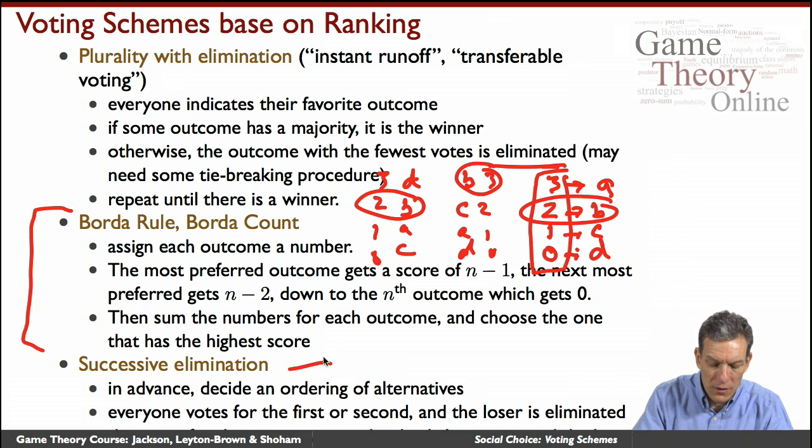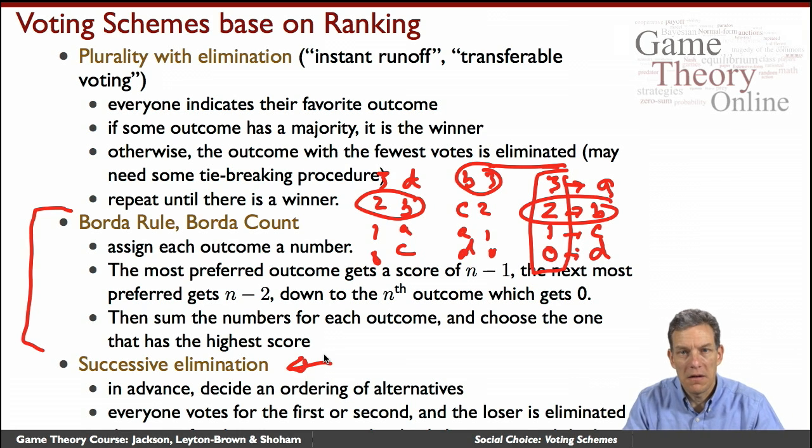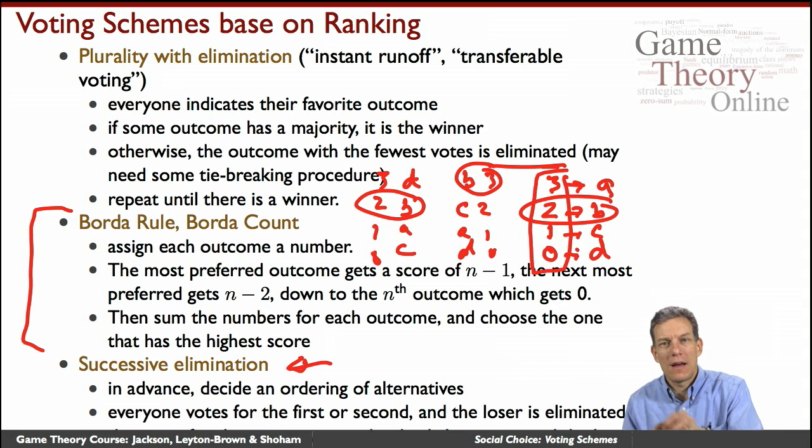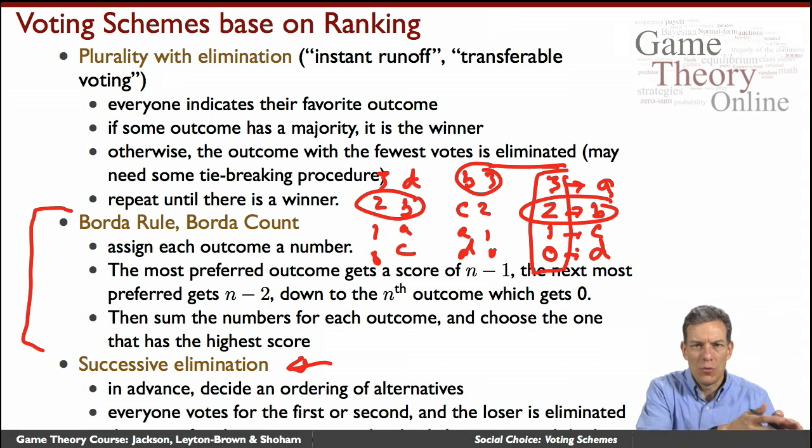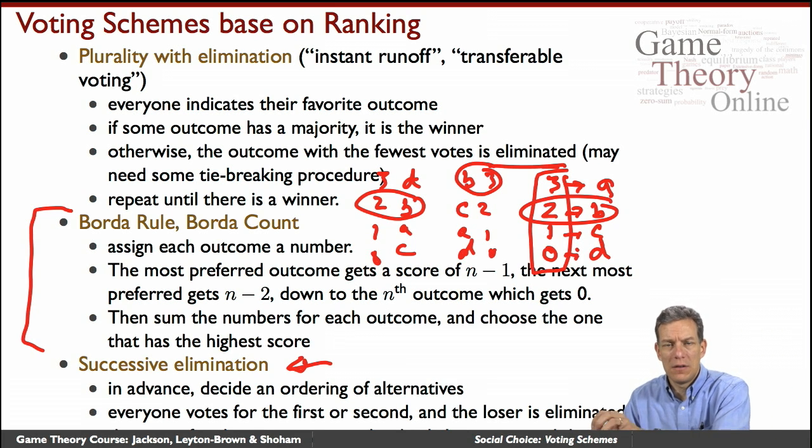Another one that's very interesting is successive elimination. You order the alternatives, and then you first have a vote over the first 2. Do we prefer A or B? The winner of that gets matched against C. The winner of that gets matched against D. The winner of that gets matched against E, and so forth. So you order the alternatives, and do a pairwise vote, and then continue this way.